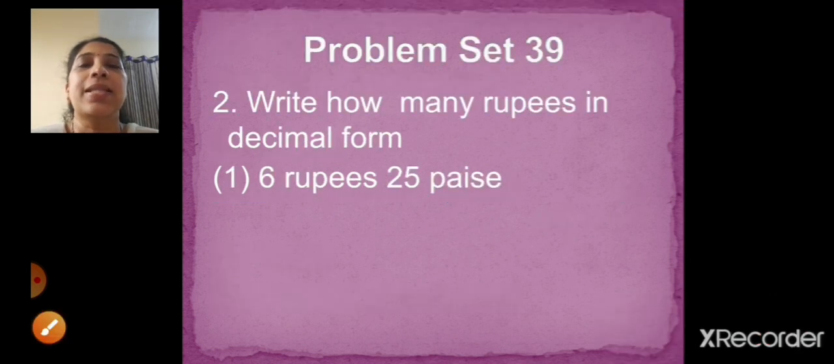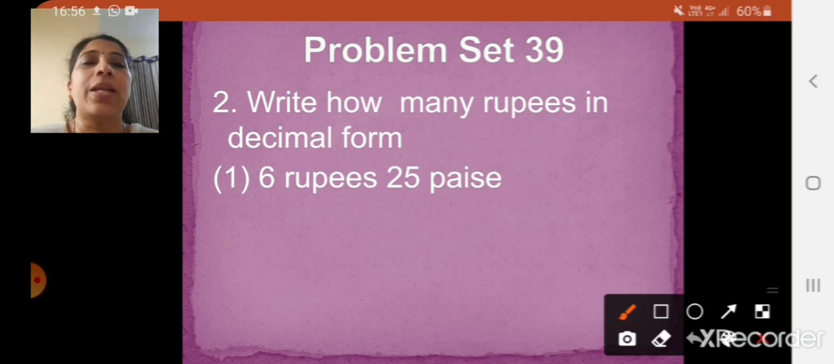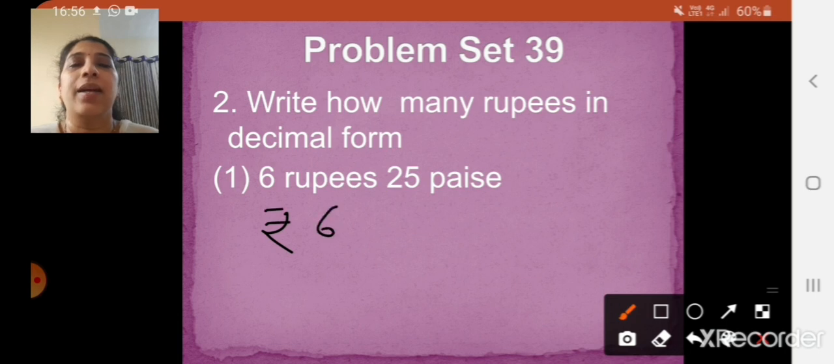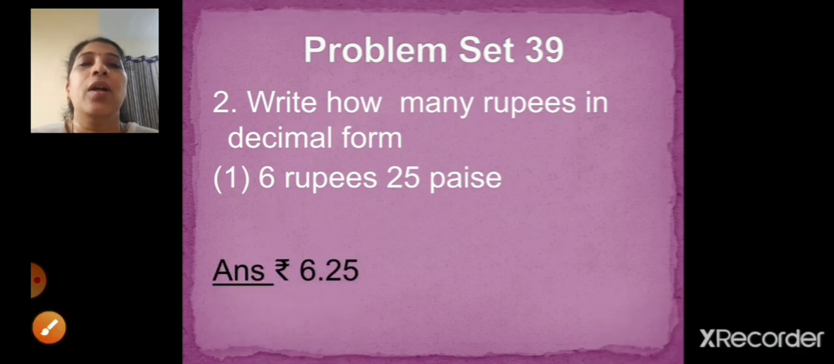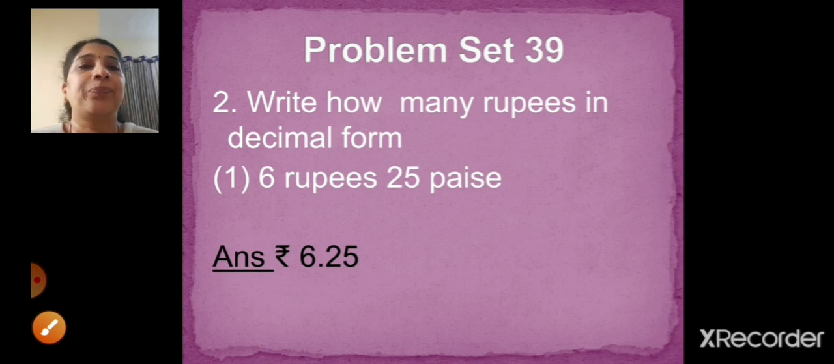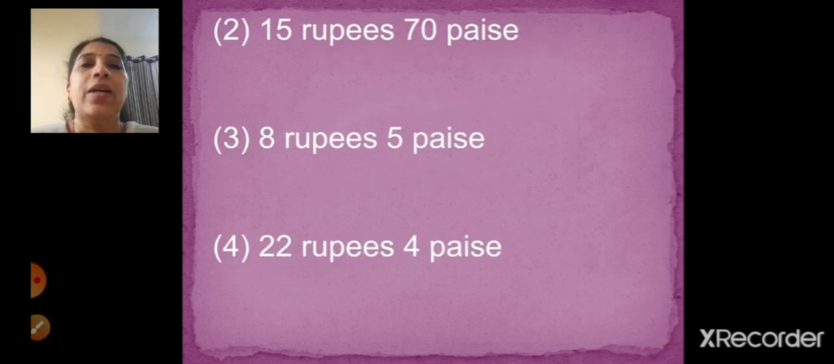Let's move to the second part of problem set 39. Write how many rupees in decimal form. So the first one is given as 6 rupees 25 paise. So 6 rupees you will write, children, as rupees 6. And 25 paise means 0.25. So it will become rupees 6.25.